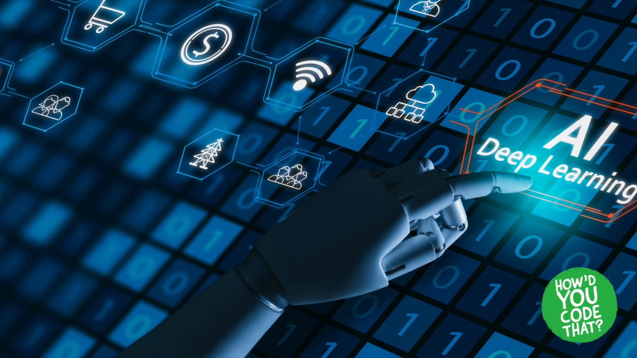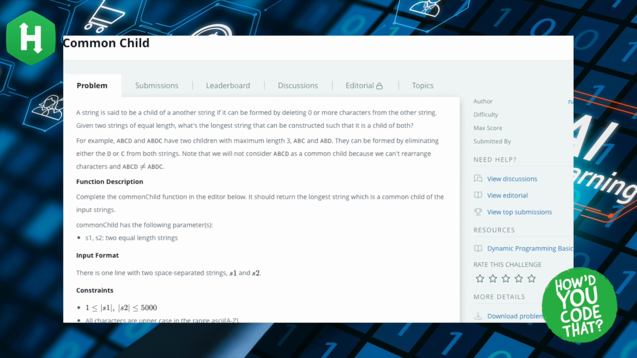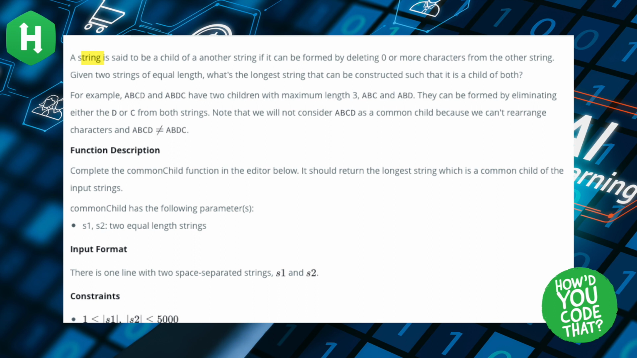How'd you code that? We'll be leveraging a familiar computer science algorithm to solve the HackerRank challenge Common Child. In this challenge, the problem statement reads: a string is said to be a child of another string if it can be formed by deleting 0 or more characters from the other string. Given two strings of equal length, what's the longest string that can be constructed such that it is a child of both? For example, ABCD and ABDC have two children with a maximum length of 3, ABC and ABD.